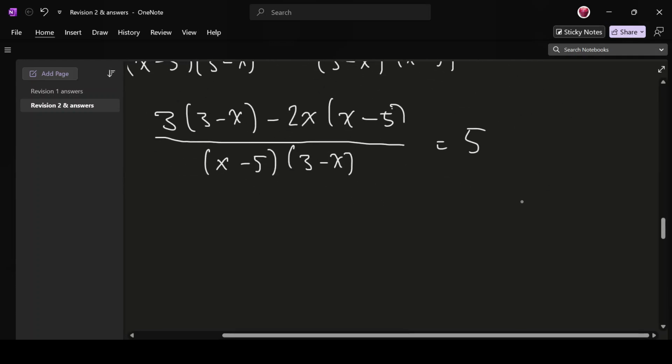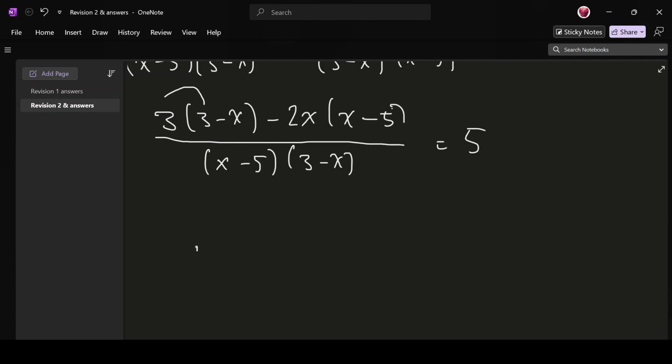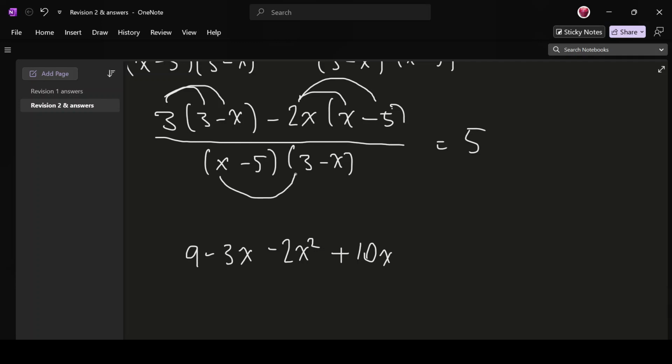Now we just expand stuff. So 3 times 3, that is 9. 3 times negative x, that's negative 3x. Negative 2x times x, that's negative 2x squared. And negative 2x times negative 5, negative and negative makes it positive. Positive 10x. X times 3, that's 3x. Okay, this is for the bottom number, by the way.